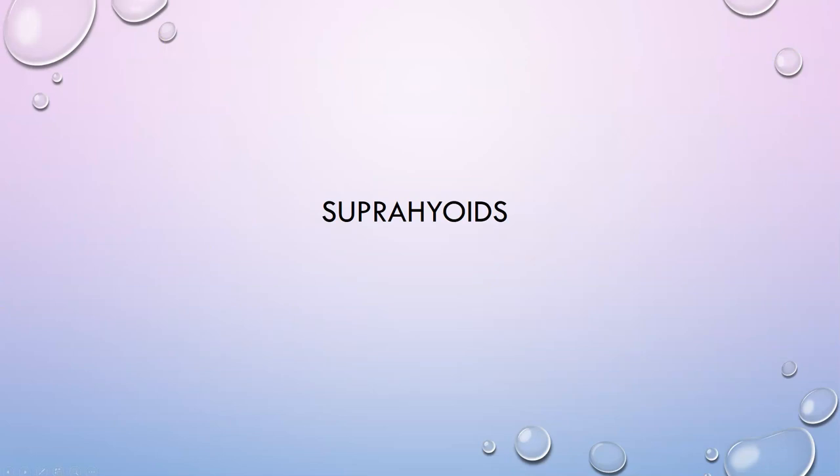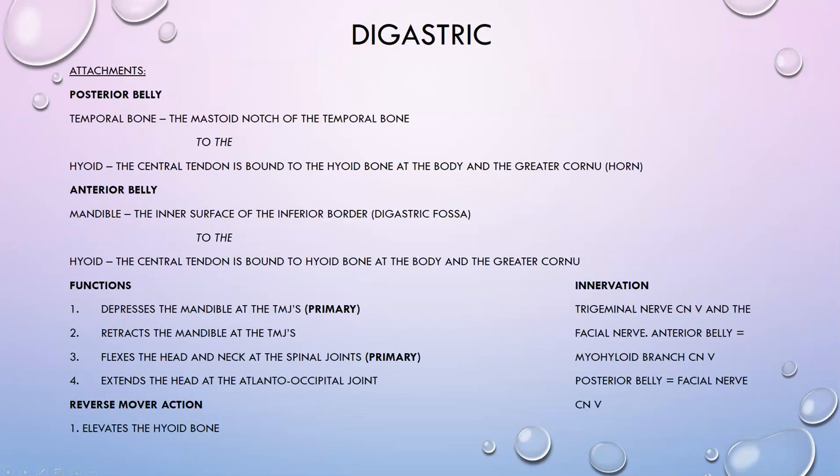So let's do the suprahyoids first. Your first suprahyoid is called digastric. There are two bellies to it, an anterior and a posterior belly. The posterior belly arises from the mastoid notch of the temporal bone and travels down to the hyoid, with the central tendon being bound to the hyoid bone at the body and the greater cornu. There are some projections that come out of the hyoid bone, and someone felt they look a bit like a horn. So cornu is a direct interpretation of the word horn.